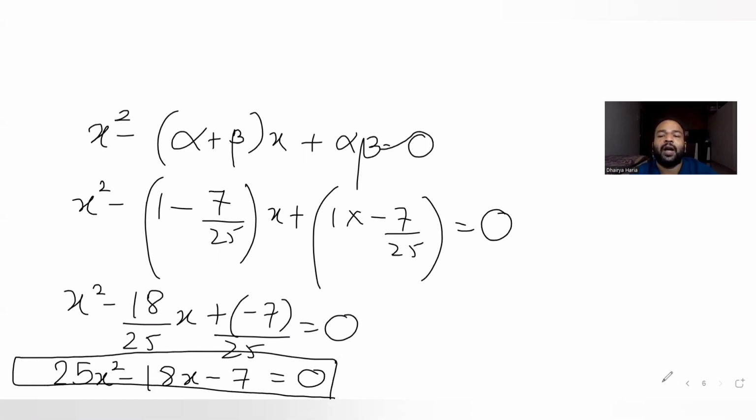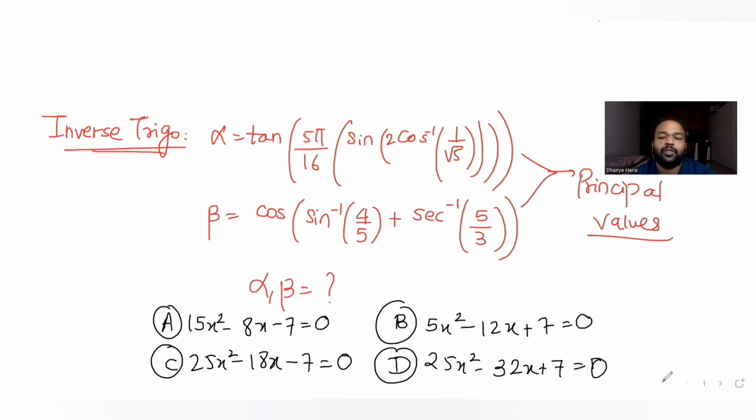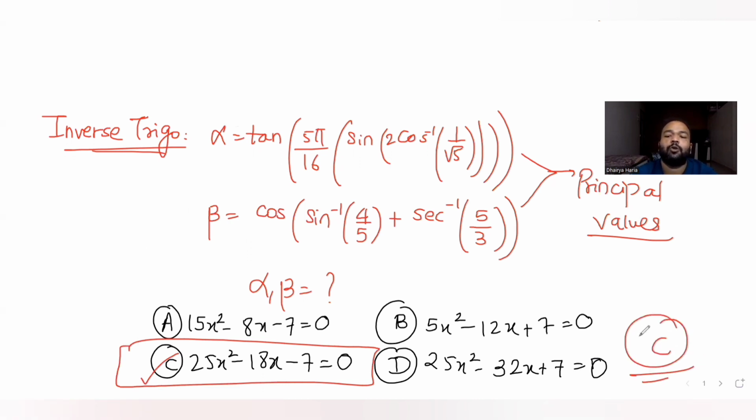So if you see, that matches with which option? That matches with option C. And the answer that I get for this question is option C. I hope you have understood how to solve this type of questions which deals with some ideas of inverse trigonometric functions.